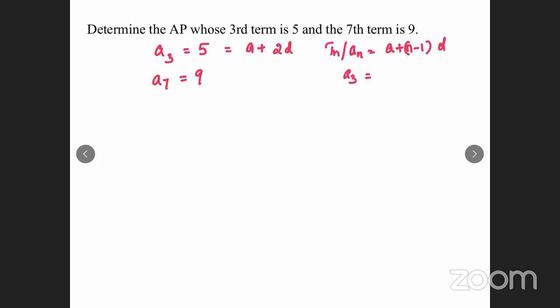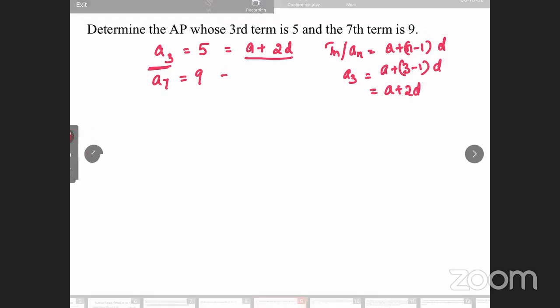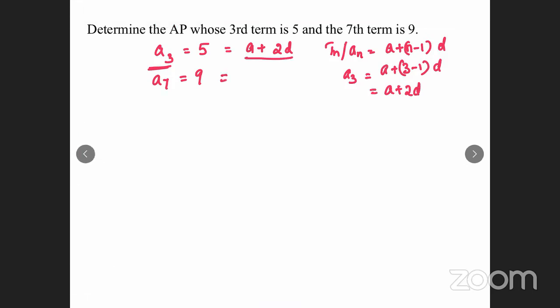So N value is 3 in the first case. That is A plus 3 minus 1 into D. That's what we've known. So A plus 2D is equals to 5. So that's how we got A plus 2D. So what is the value of A7? That is A plus 6D.